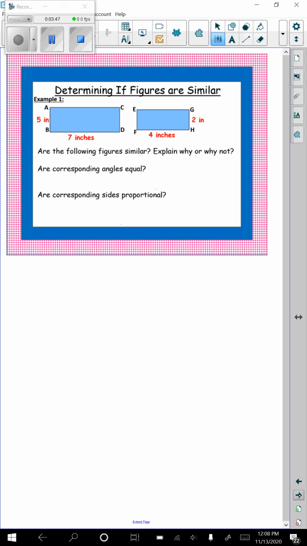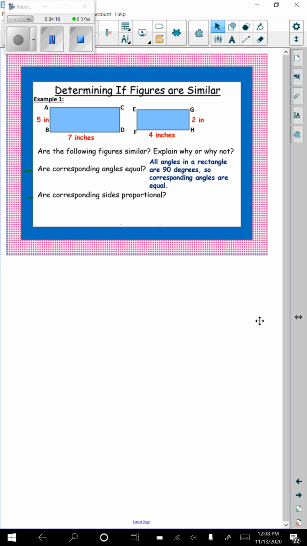Let's get into an example here. It says, are the following figures similar? Explain why or why not. So two things have to be true, remember. First, are the corresponding angles equal? And second, are the corresponding sides proportionate? So the first thing we need to figure out here: are my angles the same? All you have to do is look at these, and you know that all angles in a rectangle are 90 degrees, so the corresponding angles are most certainly equal.